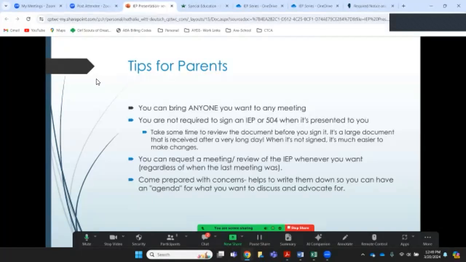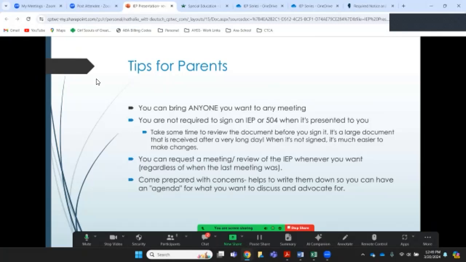And then come prepared with your concerns. The last meeting I talked about the pre-IEP form that you should fill out, which helps them write things down so that you can have an agenda, so to speak, of what you want to discuss and advocate for.